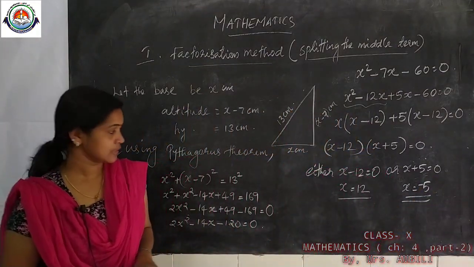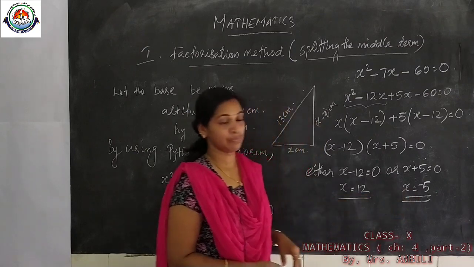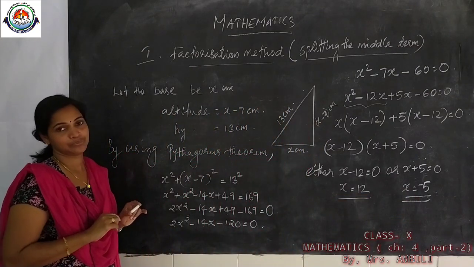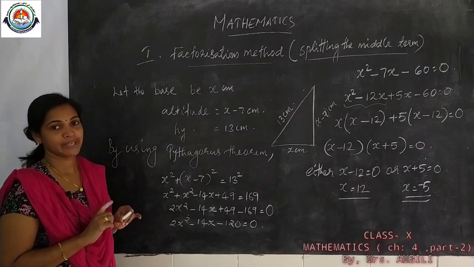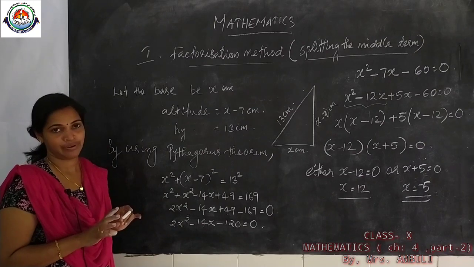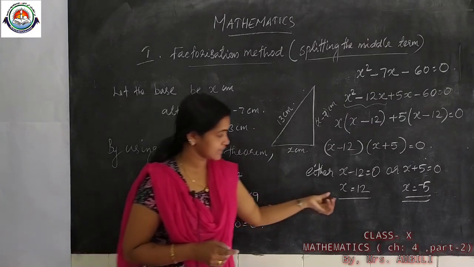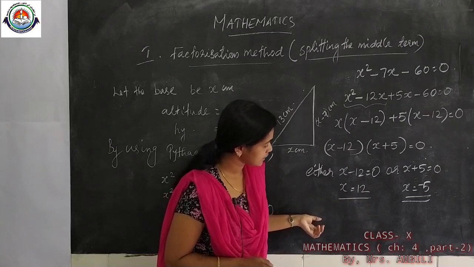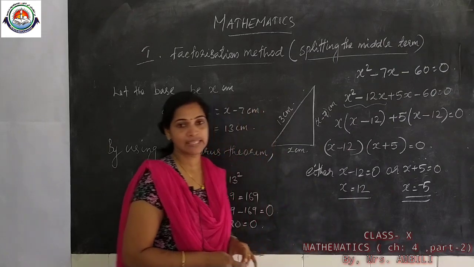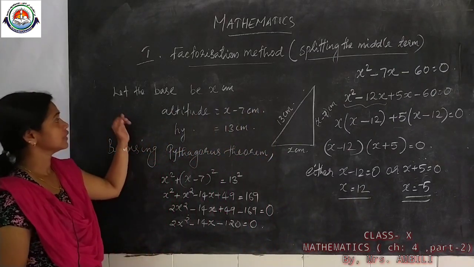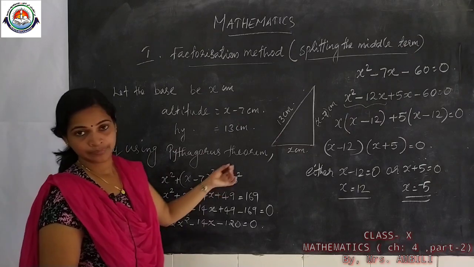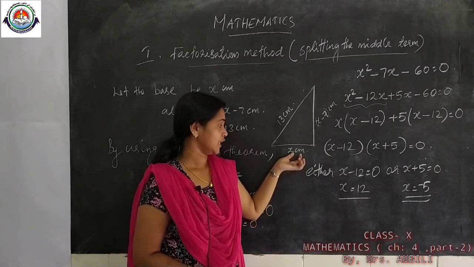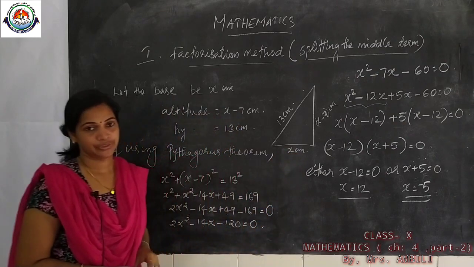Now, we got two values, x equal to 12 and x equal to minus 5. Length can never be a negative value, so we can't take minus 5. So, what is the value of x? 12 we can take. Therefore, the length of the base of the given right angle triangle is 12 centimeter.